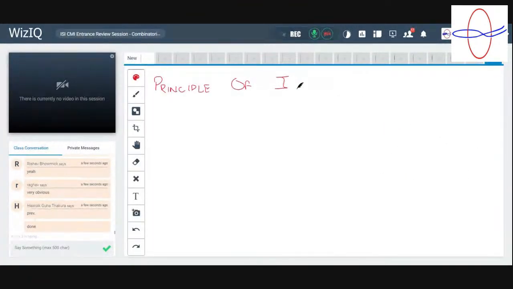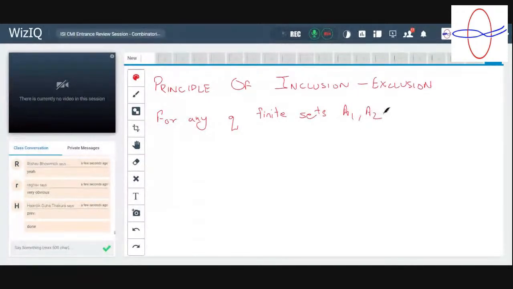Okay. Principle of inclusion-exclusion. This one is something that you should maybe actively search for if you're stuck with lots of cases and complements going on. So for any Q finite sets A1, A2, and so on till AQ. So just say that Q is greater than or equal to 2, otherwise the statement is trivial.